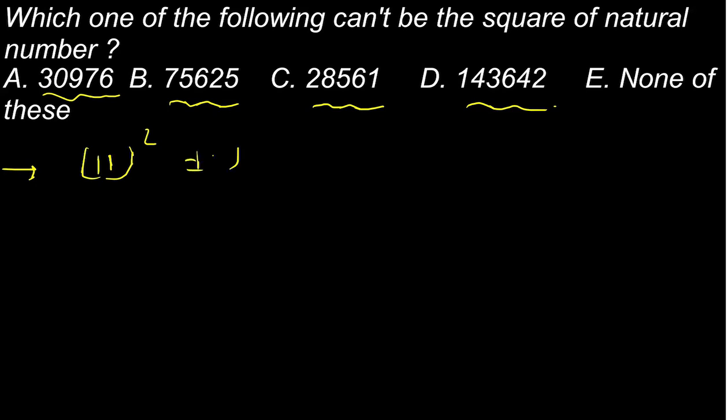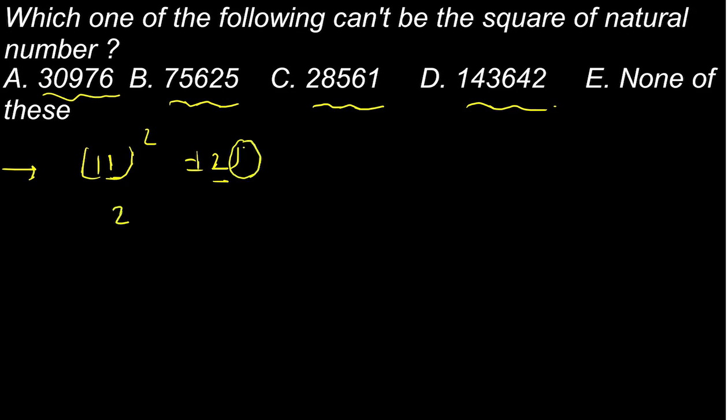Which one of the following can't be the square of a natural number? Yes, that is an important question actually. There are plenty of questions, so let's start. I'm just explaining all the things, then we can start the answer also, but let me explain. 1 square is ending on 1 and 11 square is 121. So any number which is ending on 1, the square of that number will also end on 1.